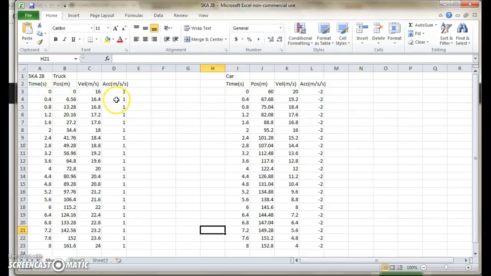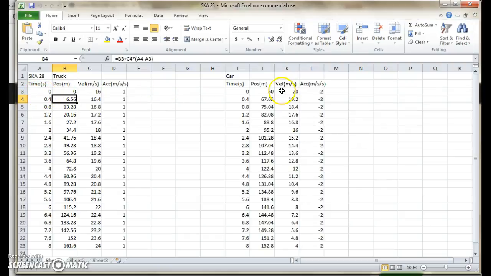And then I did the same thing with acceleration, except it was constant the whole time, so I just dragged one down. And then I input my equation for velocity, which was the initial velocity plus acceleration times time 2 minus time 1. And then I did the same thing for position. So the equation for position was the initial position plus velocity times time 2 minus time 1.